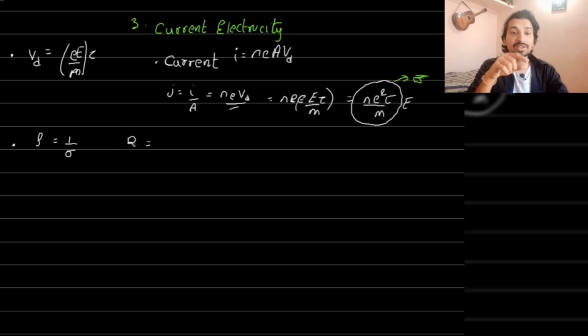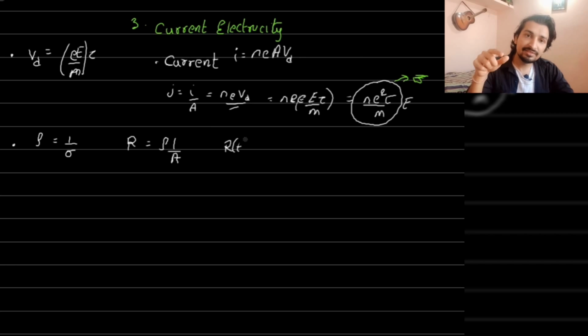And what is resistance? Resistivity, I told you, is 1 by conductivity. That symbol is rho, which tells you the resistivity. But what is resistance? Resistance is nothing but resistivity into length by area.